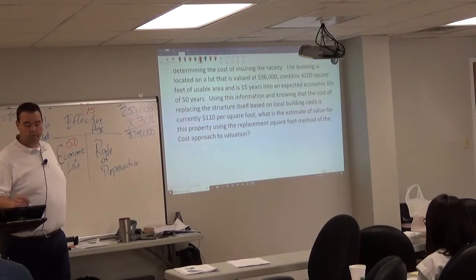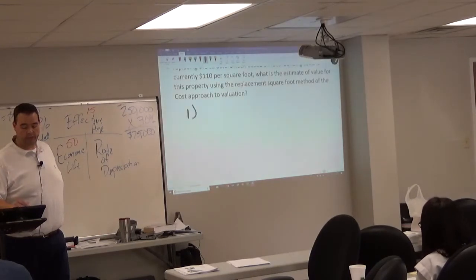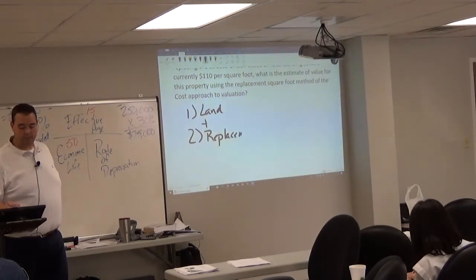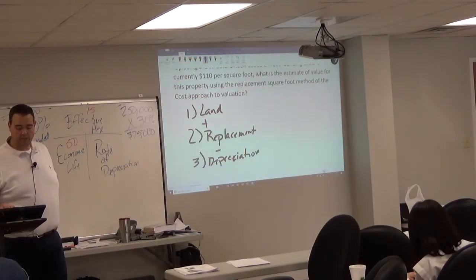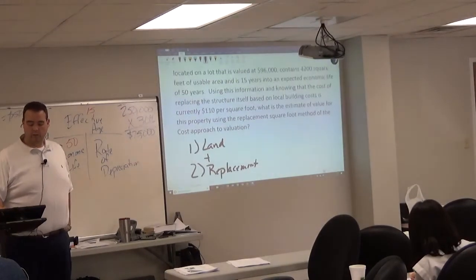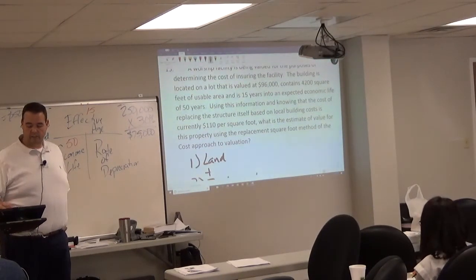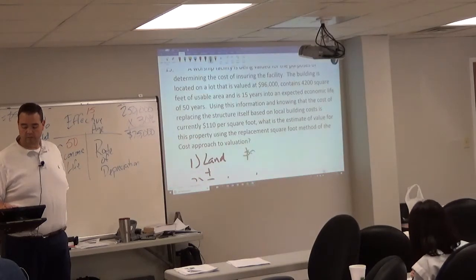What are they? Step 1. Land. Determine value of land. Number 1, land. Plus what? Plus number 2, replacement. And then minus what? Depreciation. Minus number 3, depreciation. All right, that gives us our roadmap. Let's start working on it. We know the land value. How much is that? $96,000. No math involved. We like that.